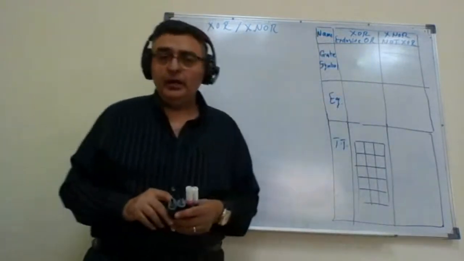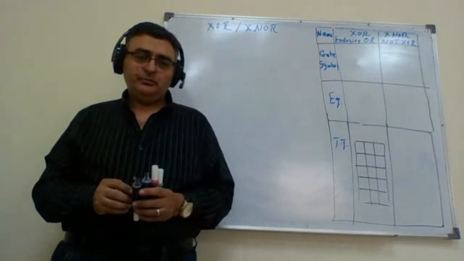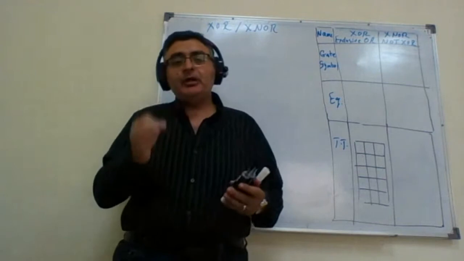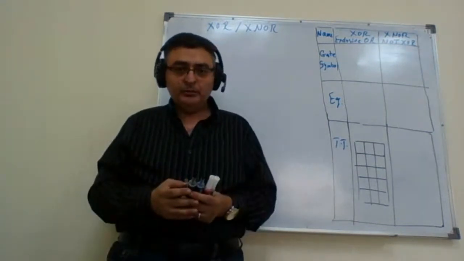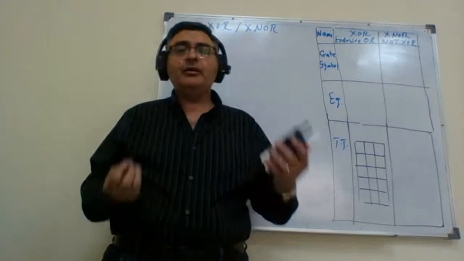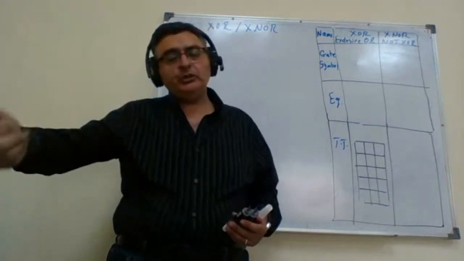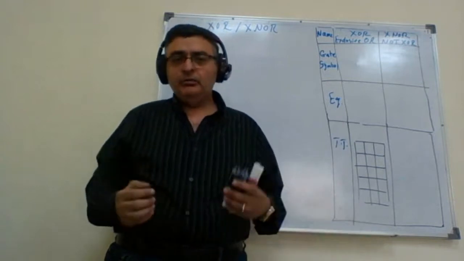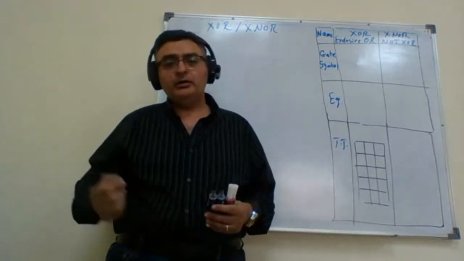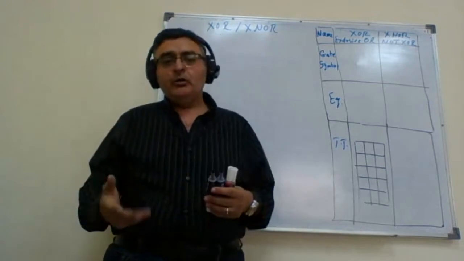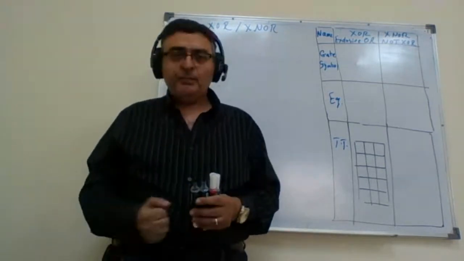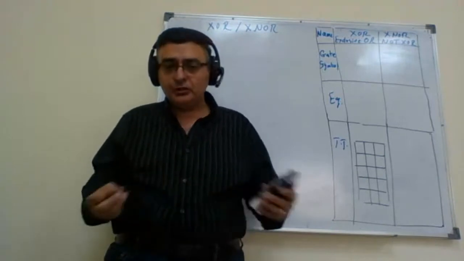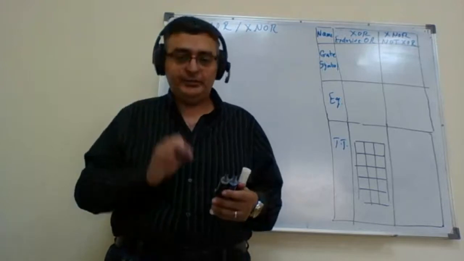XOR gate means exclusive OR. What does it mean by exclusive OR? As we mentioned, it has some similarity with the OR. What is OR doing? OR means I have two inputs. If either of them is true, the final evaluation will be true. So if I have A and B, 1 and 0, the evaluation will be 1. 0 and 1 will also be 1. 1 and 1 will also be 1. Only the case where the two inputs, A and B, are zeros is the only case for 0 for the OR gate.